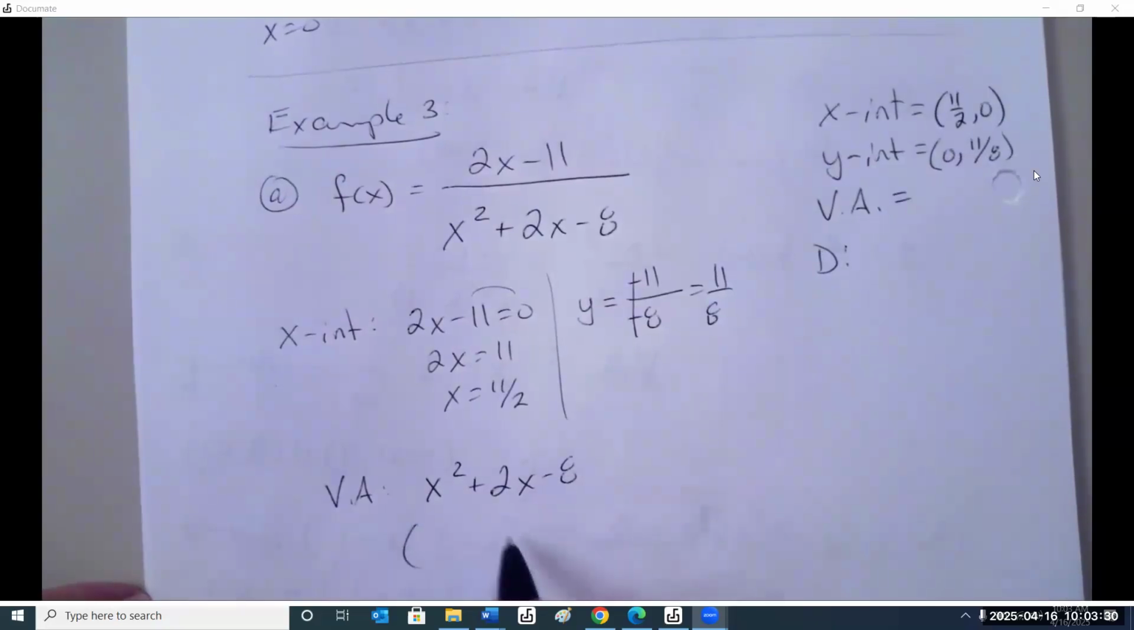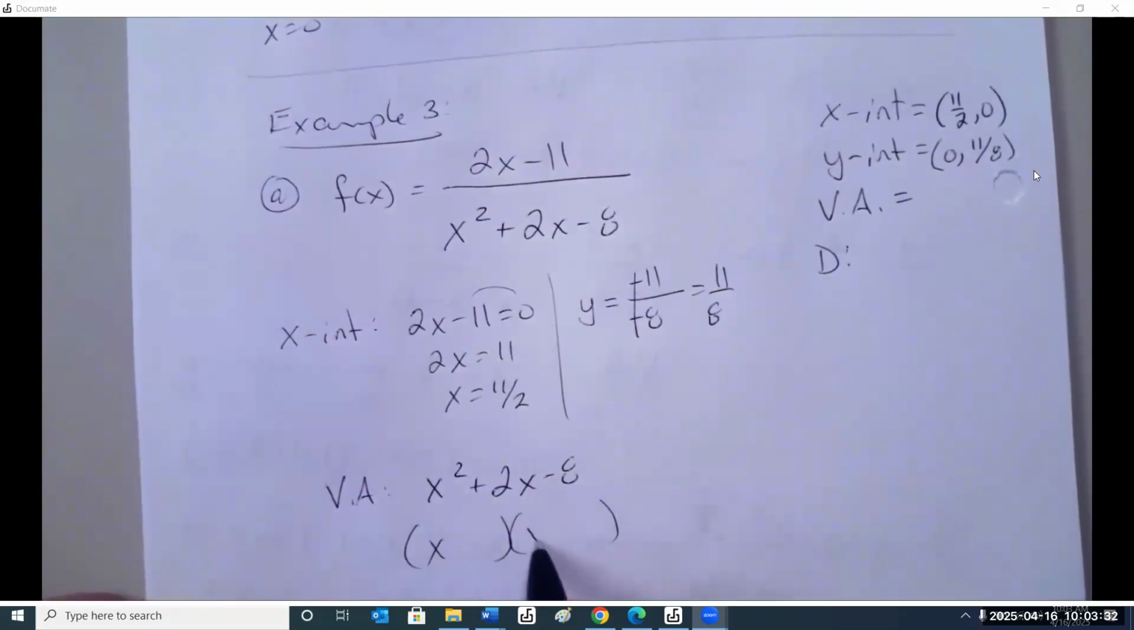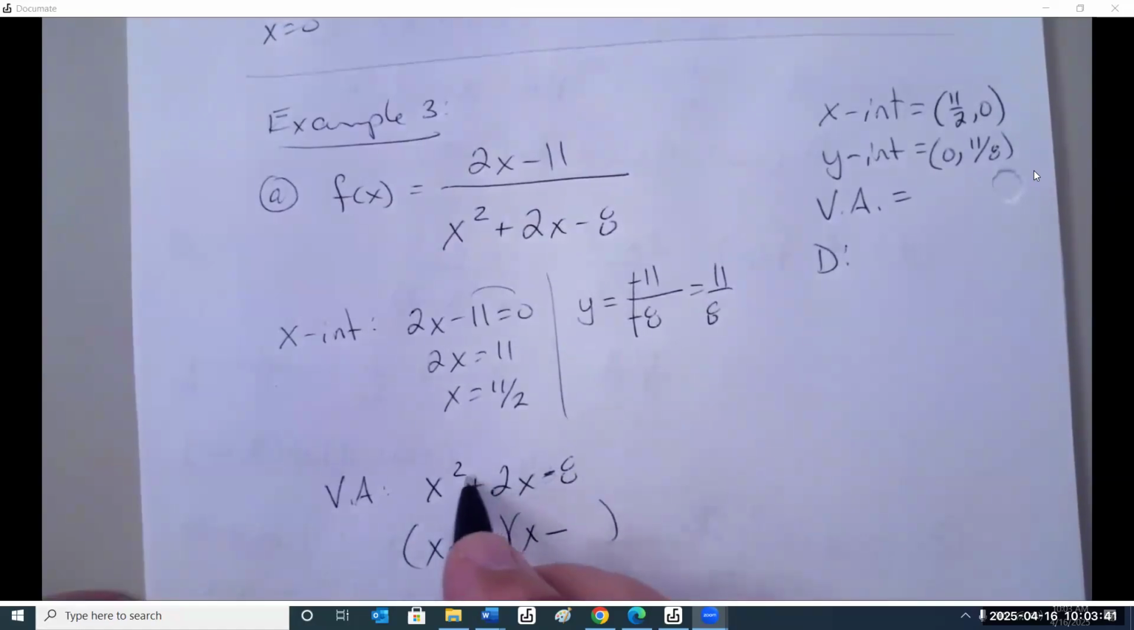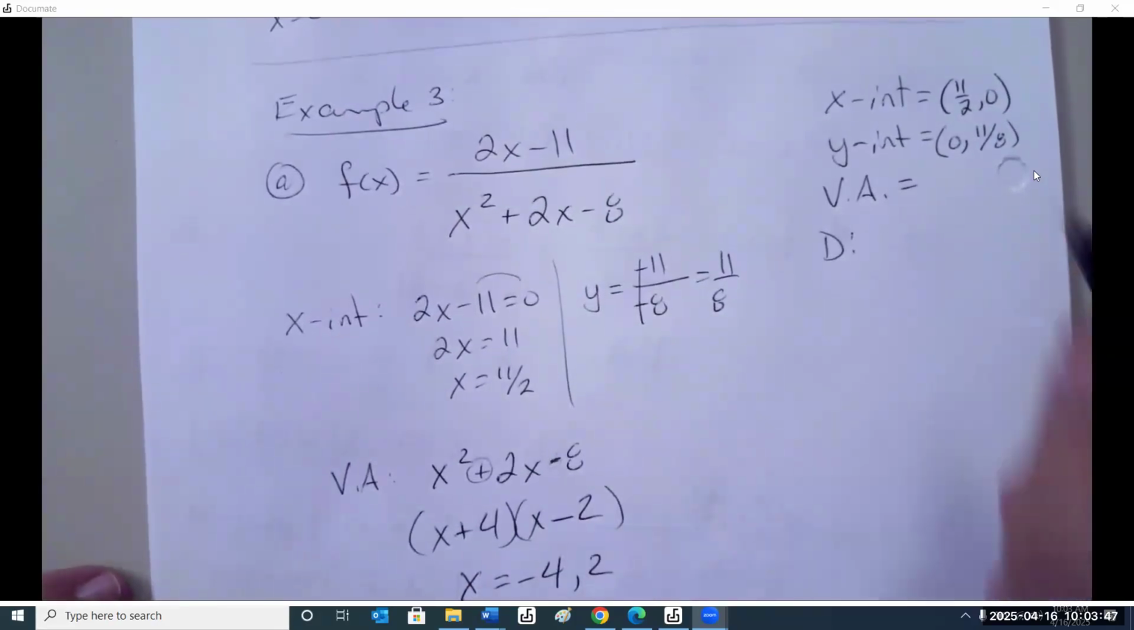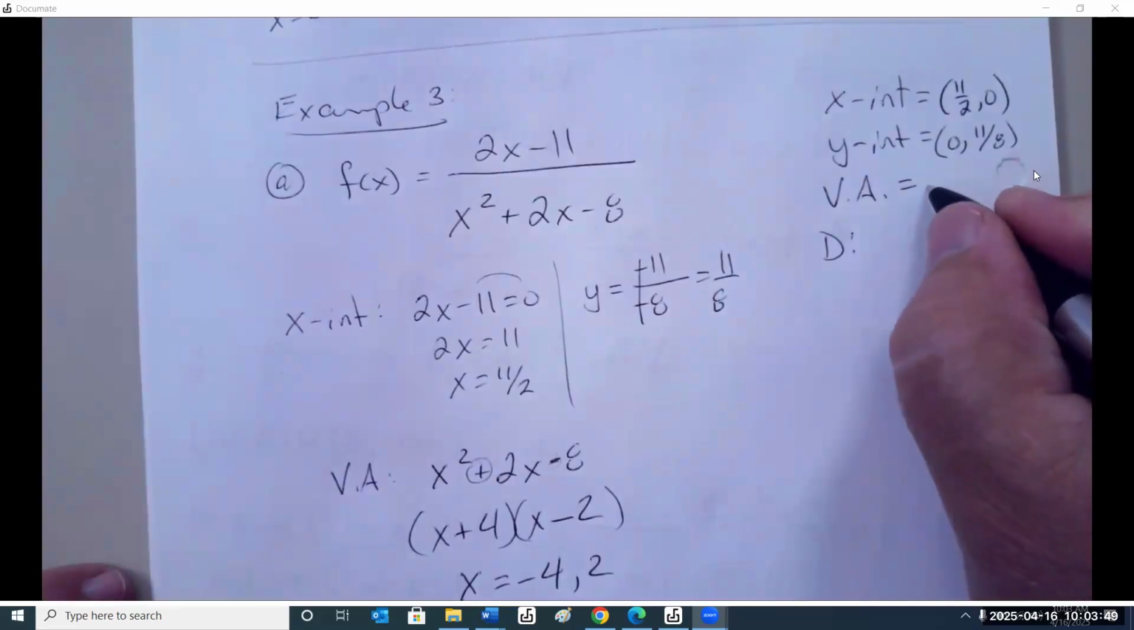Right. So it's x, because that's a negative, it's opposite signs. 4 and 2, so 4 minus 2 is 2. And the first sign's a plus, so the 4 goes there. So x equals -4 and +2. Those are my vertical asymptotes.